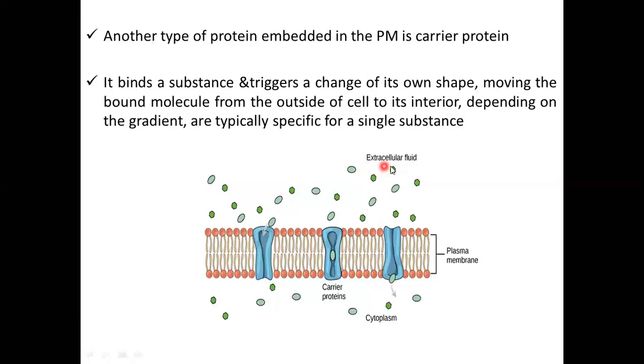So this is the outside, the exterior, and when some molecule specific to this membrane protein attaches to it, it changes its shape, opens, and allows this molecule to come here to the interior. This is a carrier protein. So it changes its shape according to the specific molecule to be transported.